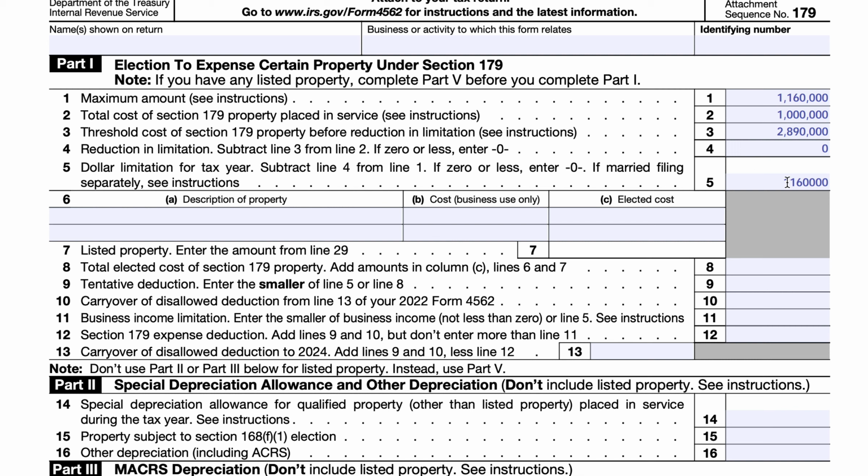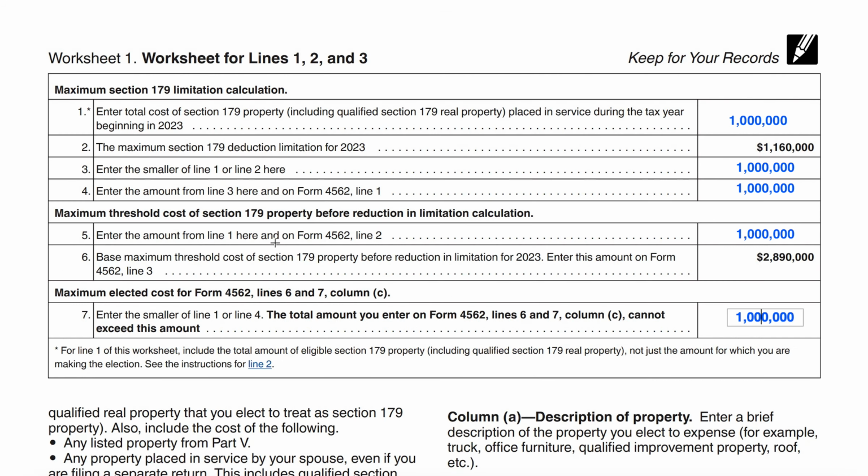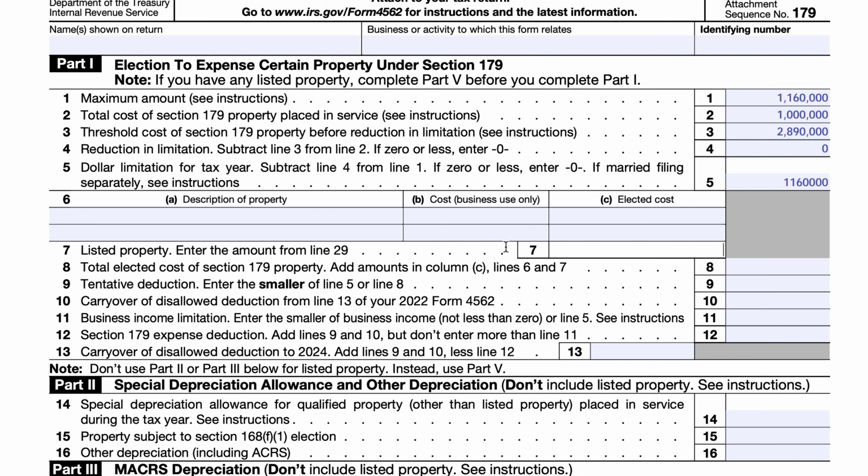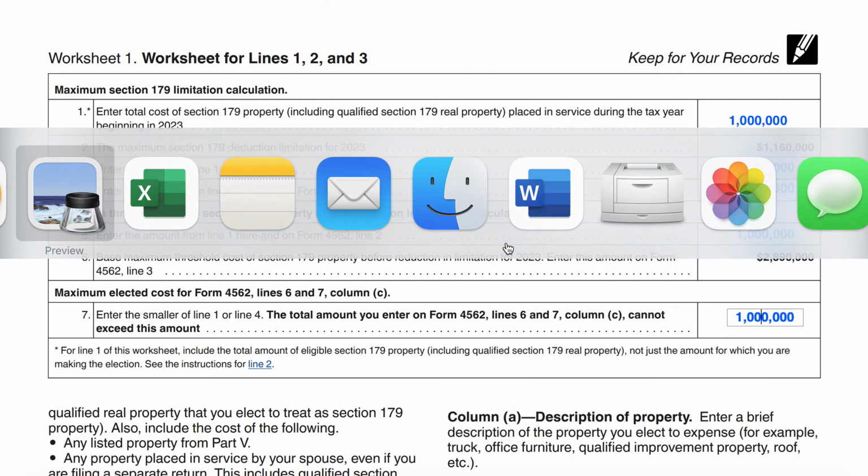We talked about the ability to take the dollar limitation, but realistically, because we only placed $1 million worth of property into service this year, the listed property should be a part of that. So the listed property, and any property that was listed in line 6, the total amount should not exceed that $1 million threshold. So this worksheet serves a couple of different functions, but this is how you get started with your first couple of lines in Part 1 of IRS Form 4562.